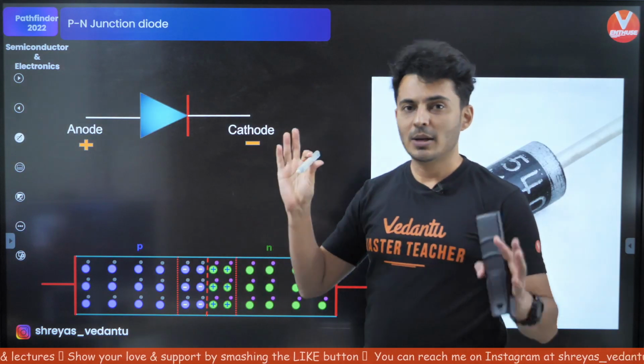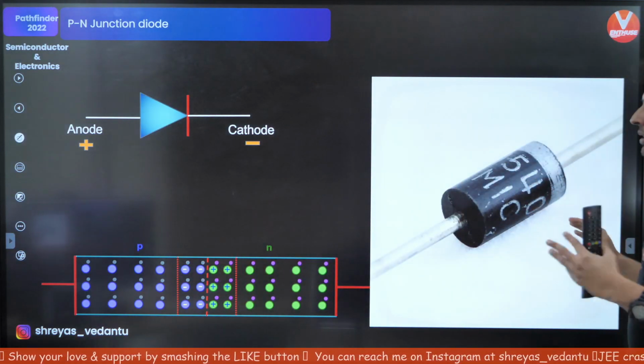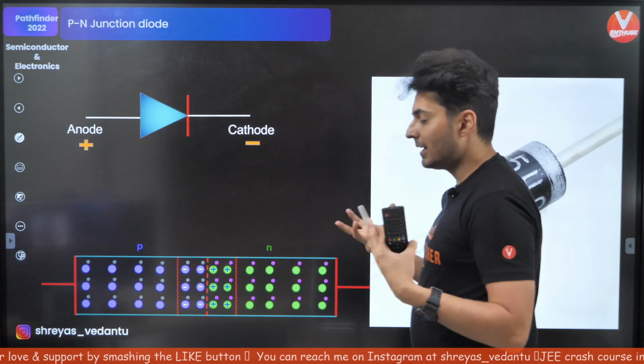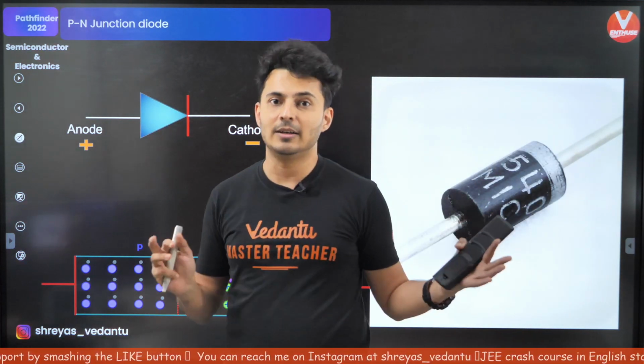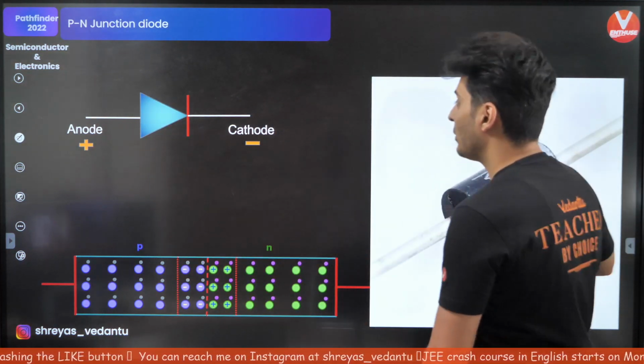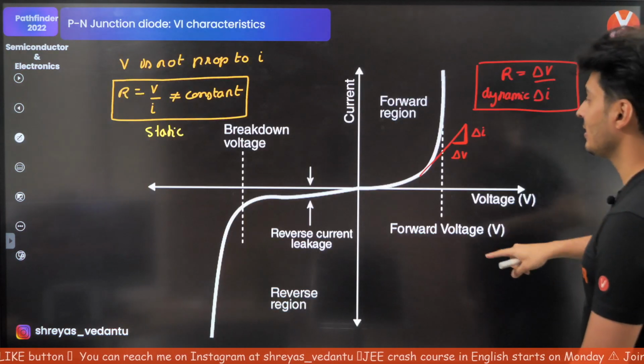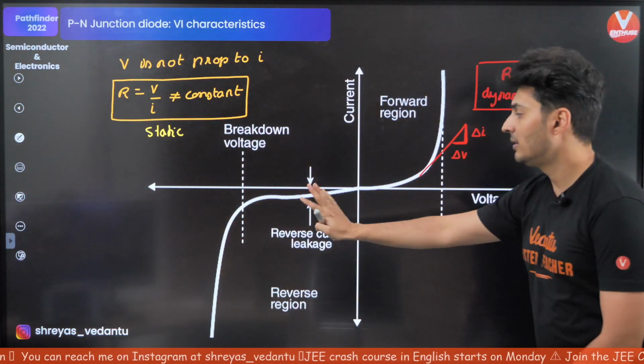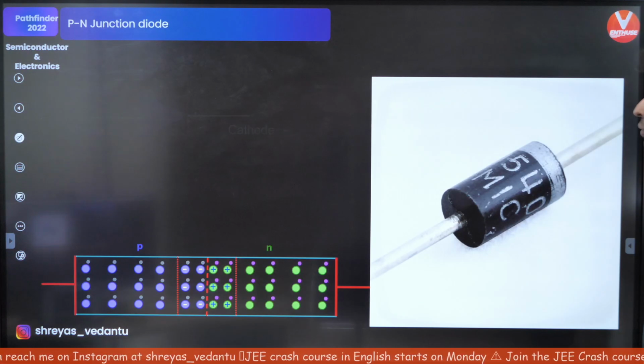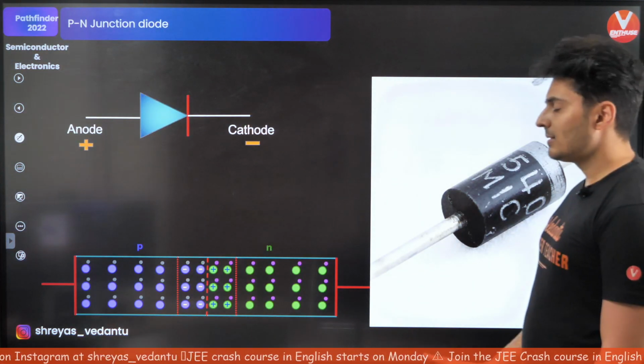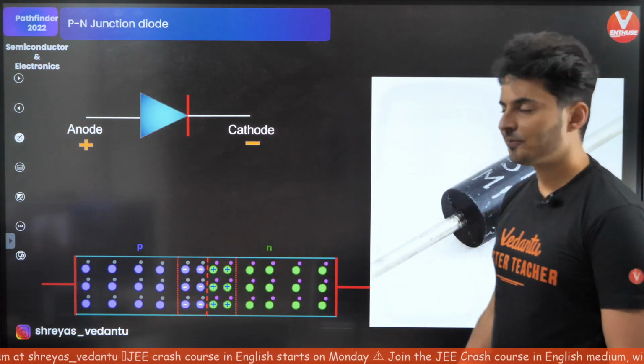Does it give you the feeling that, yeah, now it's a PN junction diode, just by looking at this IV characteristic graph? Conducts here, does not conduct here. Very, very important. This is a symbol. You should know this. Okay?